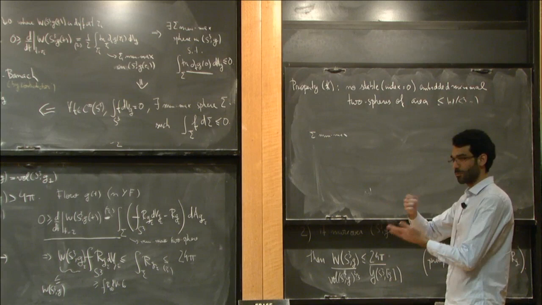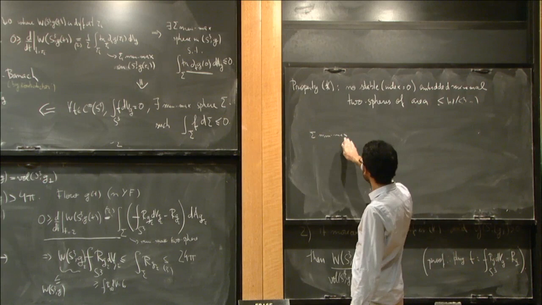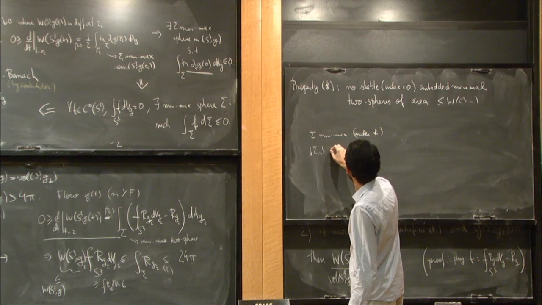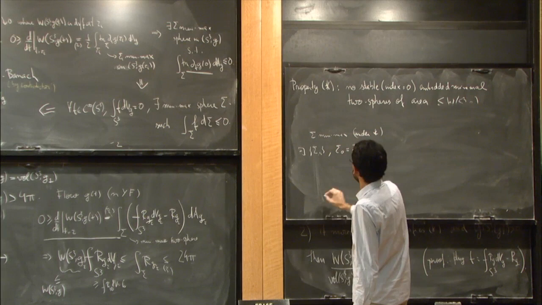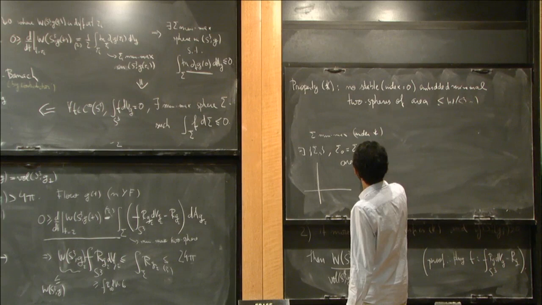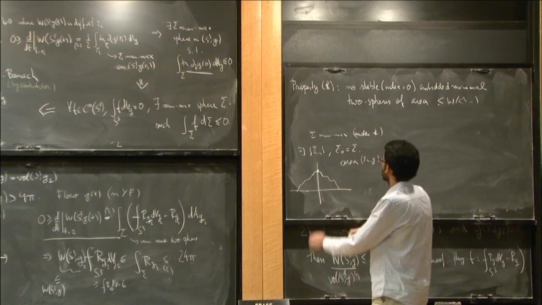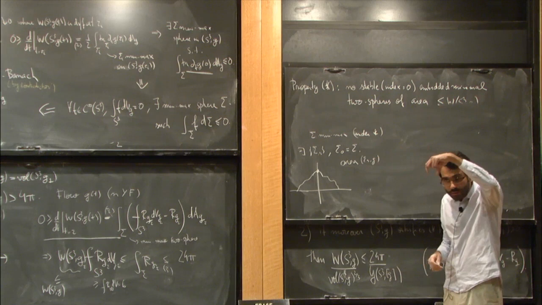So the point is that every min-max sphere under star belongs to our optimal sweepout, such that if I plot the graph of the area of sigma s, then I see something that is strictly convex here, and then smaller. Okay? So every min-max sphere belongs to an optimal sweepout, and you have a strict local maximum there.